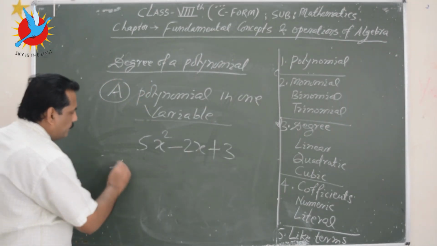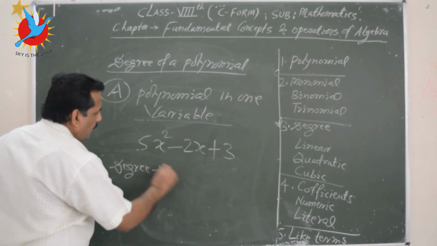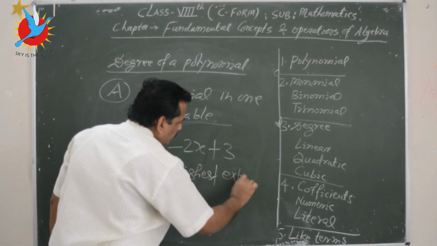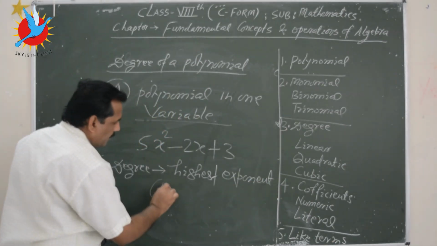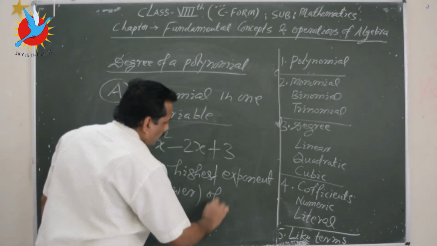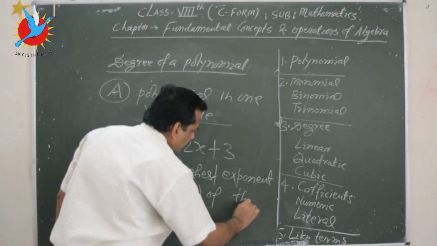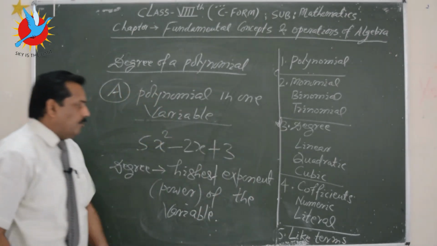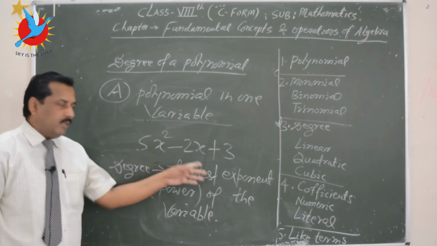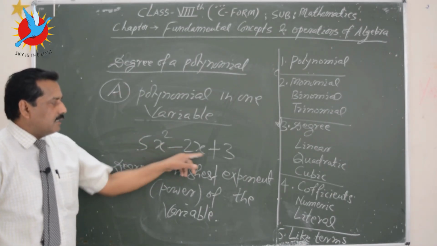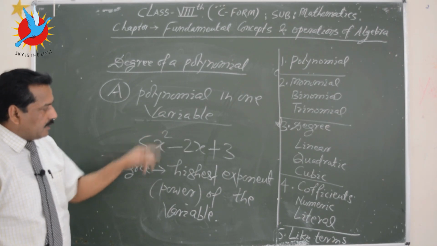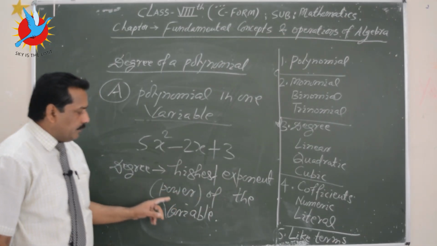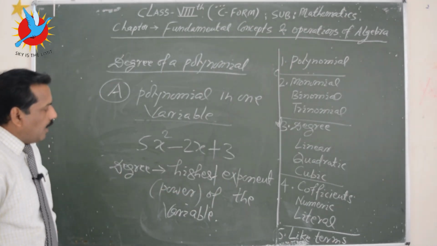So this degree is highest exponent. Exponent means power of the variable. How many variables are there? Only one variable. This is a polynomial in only one variable. Only x is there. Here it is x into x, x square, here x. So this is the highest exponent, that is power of the variable. Highest power.